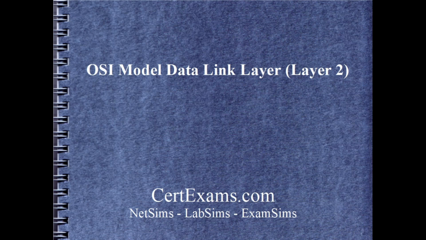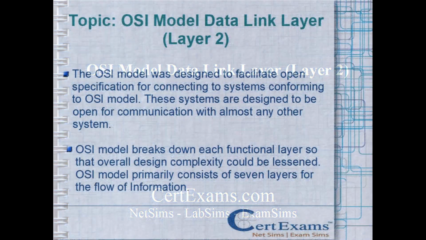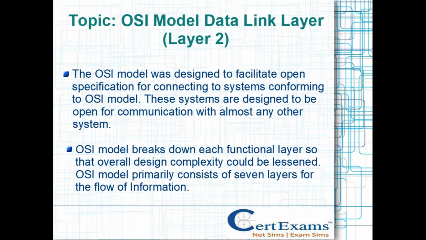In this video, we will learn about data link layer of the OSI model. The OSI model was designed to facilitate open specification for connecting to systems conforming to OSI model. These systems are designed to be open for communication with almost any other system. OSI model breaks down each functional layer so that overall design complexity could be lessened. OSI model primarily consists of 7 layers for the flow of information.